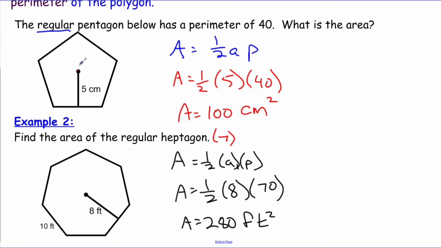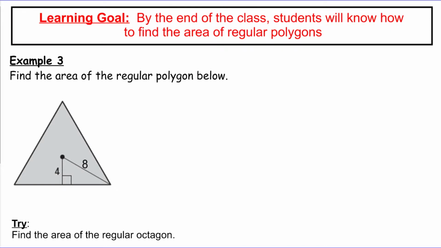Okay, so you can see that one required a little bit more work, still not all that crazy, right? So now let's get to a place where we actually have to start using what we know about right triangles. For this third example, I'm seeing the words regular polygon. Obviously, it's a regular triangle, aka an equilateral triangle. Right, and I'm going to say 1/2 A times P.